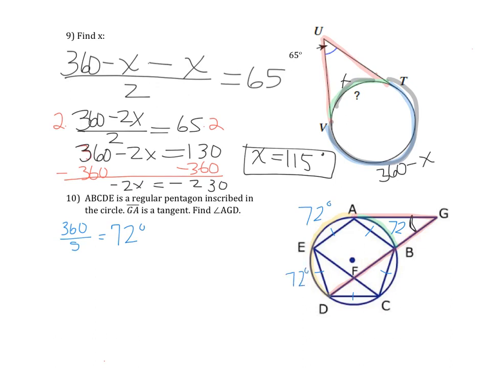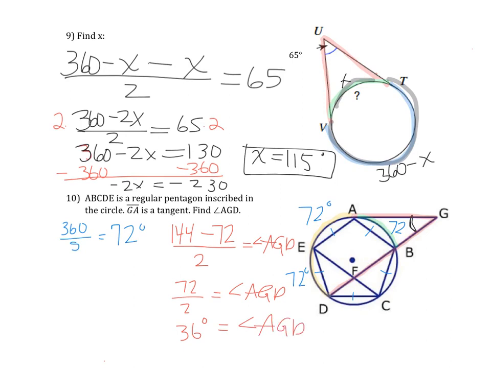So if we go to our formula, that tells us we're going to take the far arc. So that's 2 of the 72s. That's 144. Subtract the near arc, that green one, which is 72. If we divide that by 2, we should get the angle that we need. Well, 144 minus 72 is 72. 72 divided by 2 is 36. And that is the angle that we need.